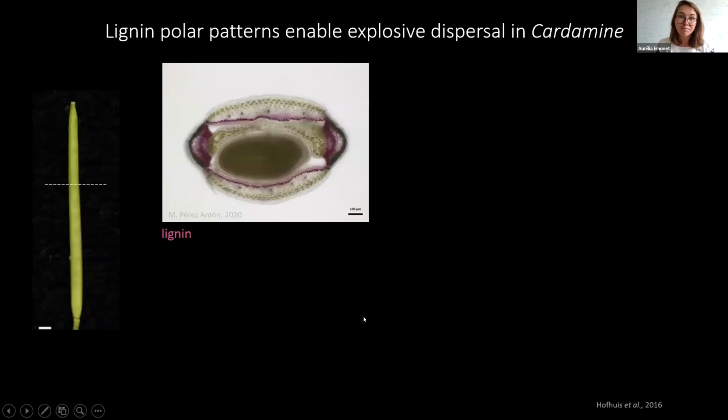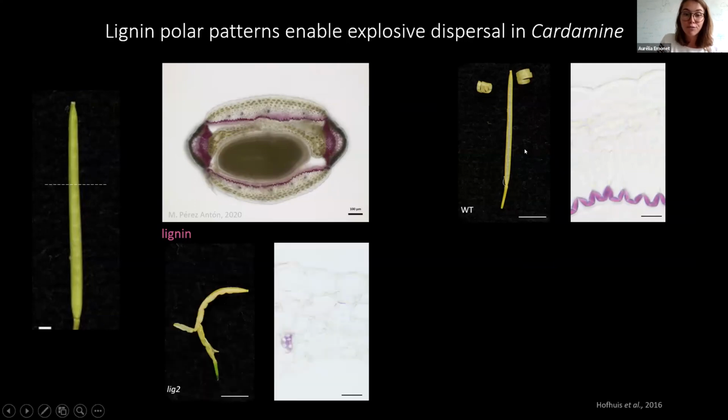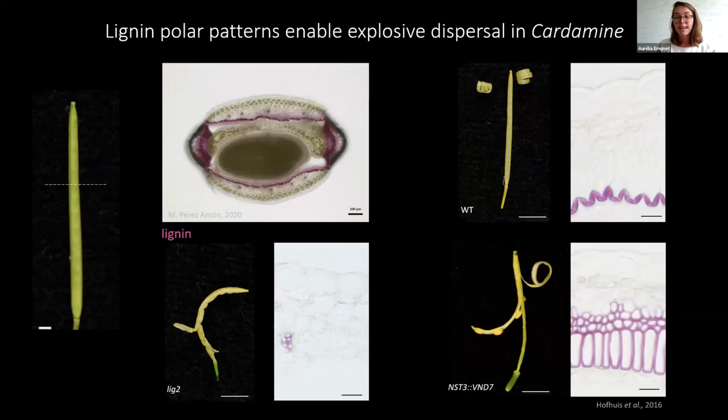This lignin deposition is actually found in the valve of the fruit. So here you have a fruit, and if you do a cross section, you can see the lignin in purple here. This tissue layer, the endocarp, has this very specific U-shaped pattern. And to show you that this pattern is quite important to allow the explosion of the fruit, if you have a mutant fruit which does not possess this cell layer, the fruit is unable to explode. And conversely, if you put too much lignin in a way which is not as specific as this U shape, the fruit is also unable to explode. So the pattern is really important for this specific trait of Cardamine.